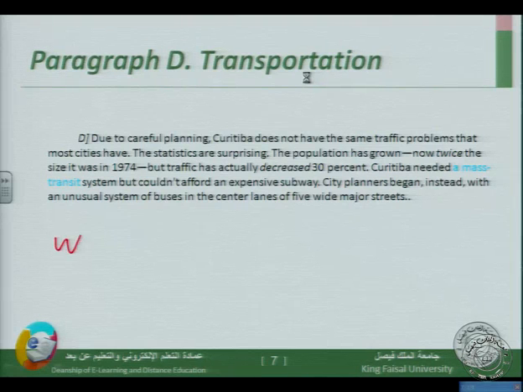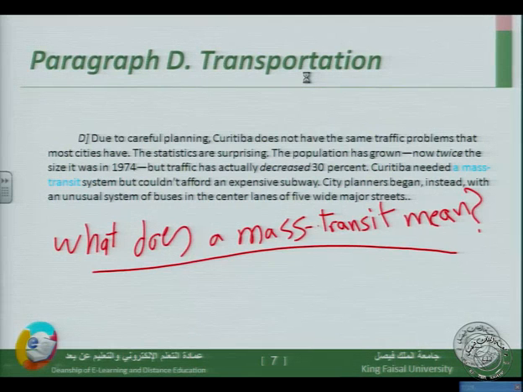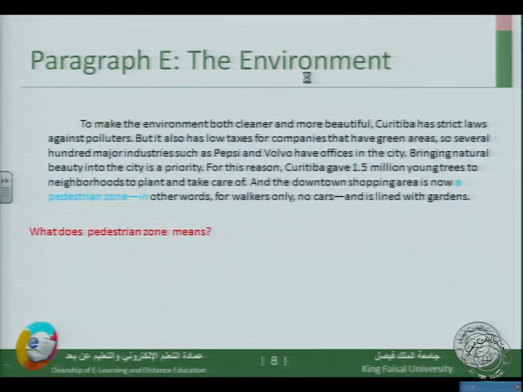The question is, what does mass transit mean? What does it mean? So I will leave this for you. You do it by yourself, okay? I've done a lot of these kinds of exercises.